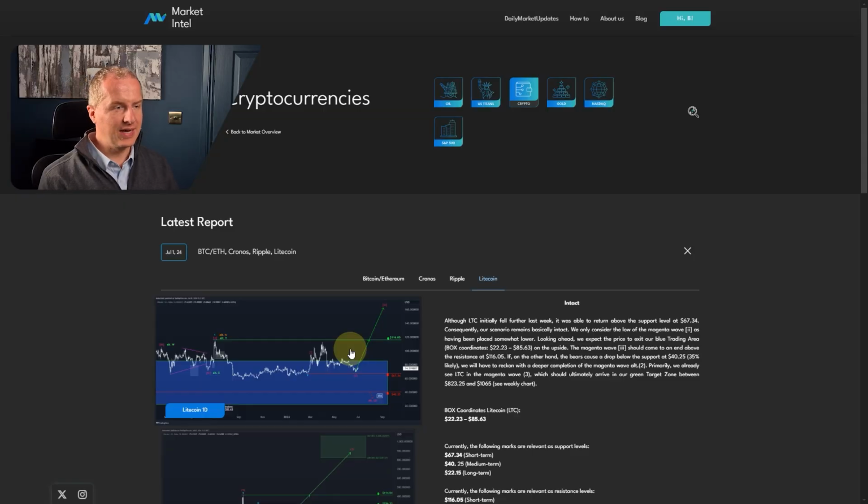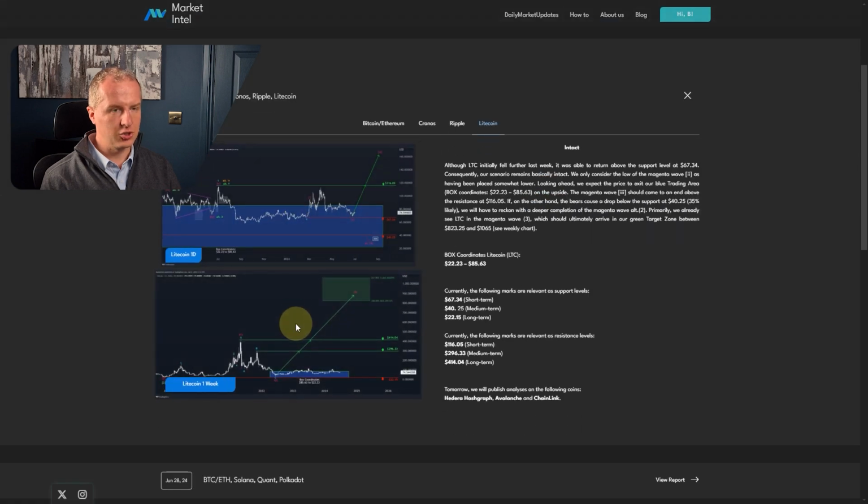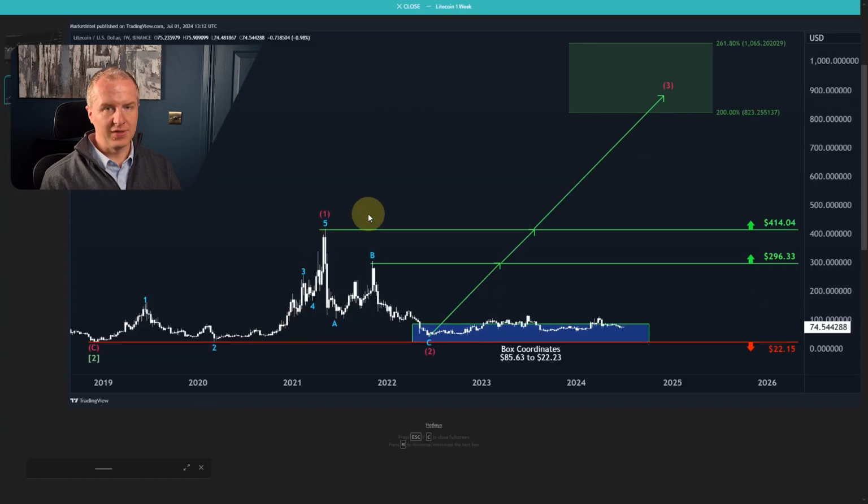So let's take a look at the Litecoin chart then. And I think we should really start with the long-term chart, the weekly. The weekly chart this year is really the long-term chart for Litecoin, and you can see on this chart, like on many other cryptocurrency charts, we have this 1-2 setup. It's a so-called 1-2 setup.